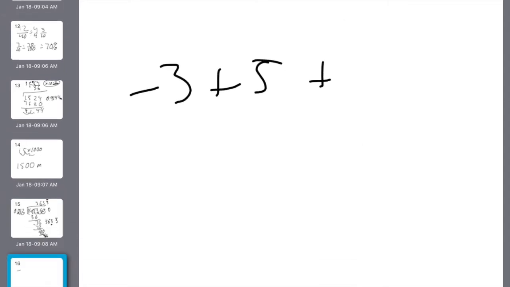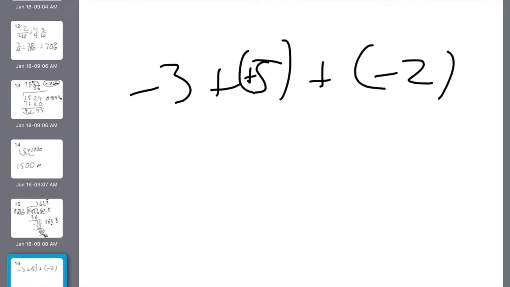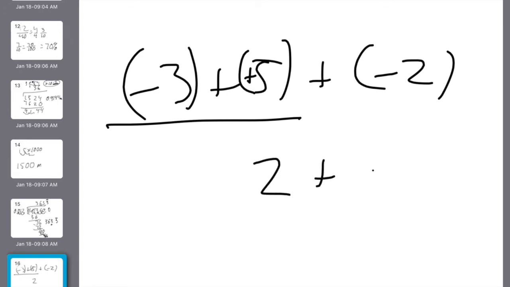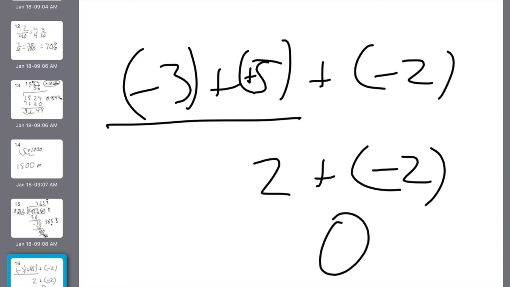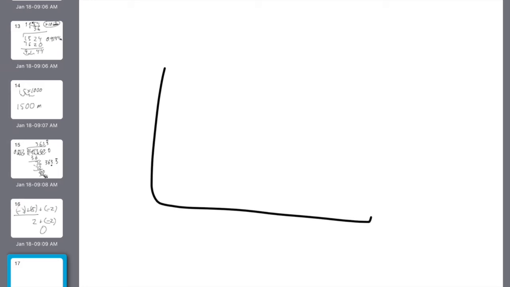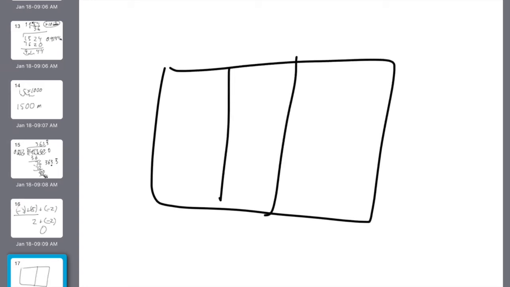Number 11, show the addition problem on the number line. So I have -3 plus 5 plus -2, and then they just put it all in parentheses so that we don't confuse things. Guys, I'm going to start here left to right. Signs are different. I subtract. 5 minus 3 is 2. Signs are different. I subtract. 2 minus 2 is 0.